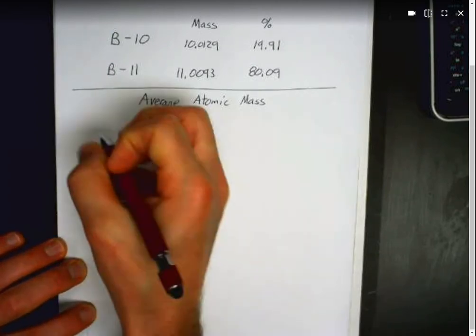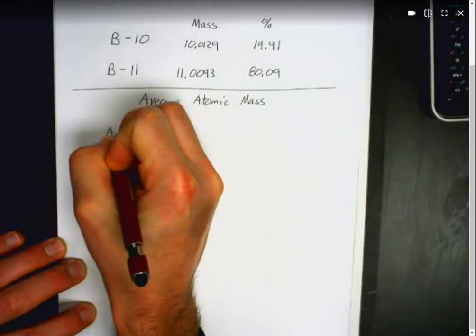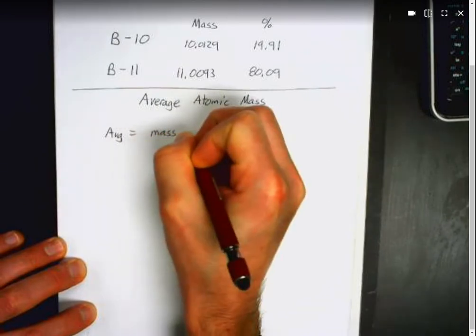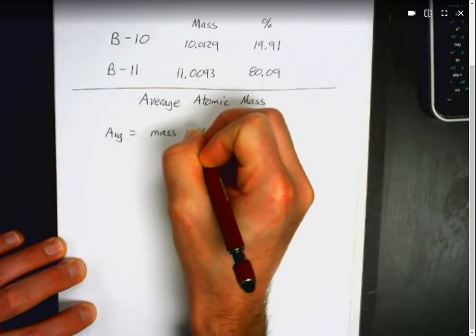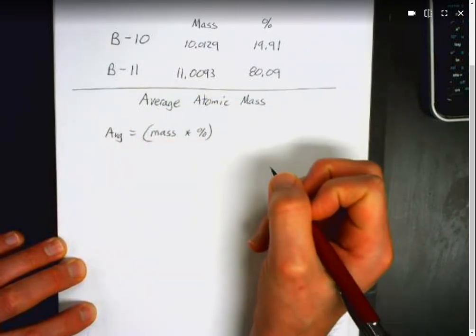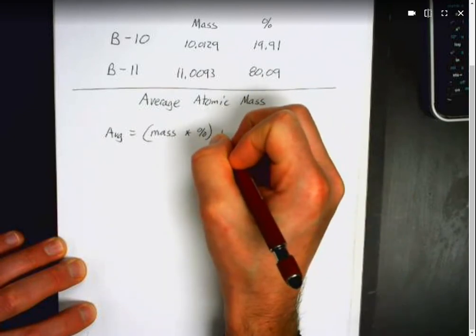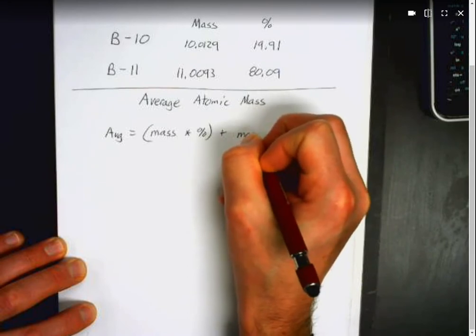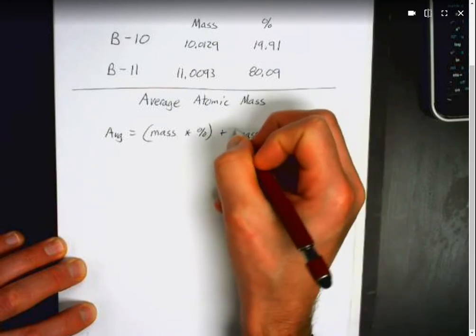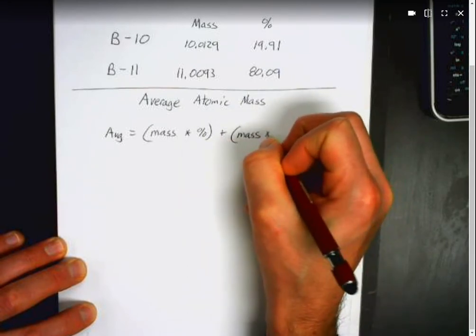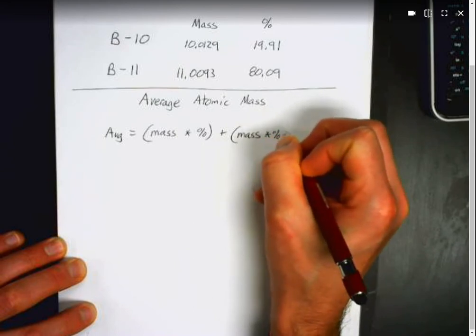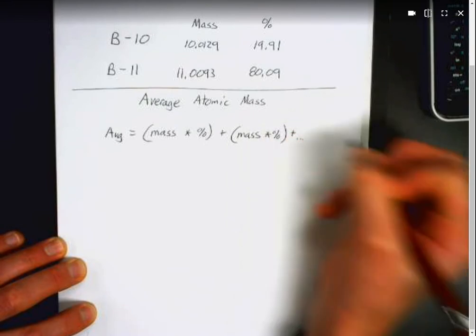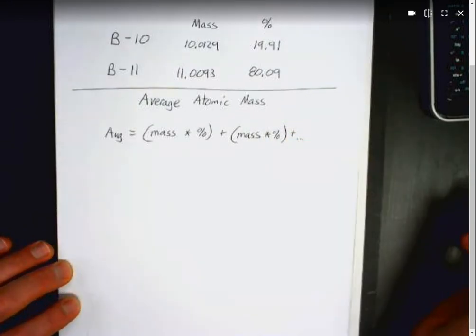So the formula to find the average is to take the mass of each isotope and multiply by its percent abundance as a decimal. And then however many isotopes you have, you just repeat that process. So in this case, I have two isotopes, so I will add it to the mass times the percent of second isotope. If I had more, then I would just continue that process and then add them all together.